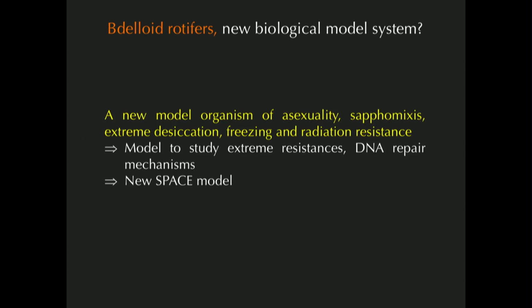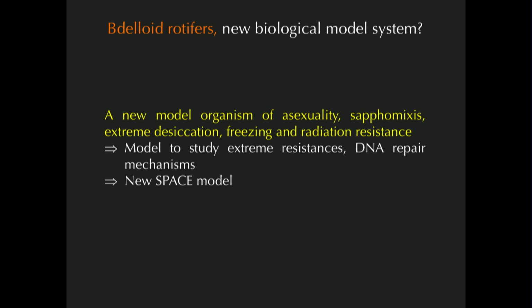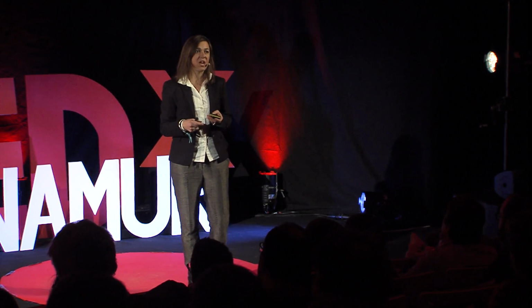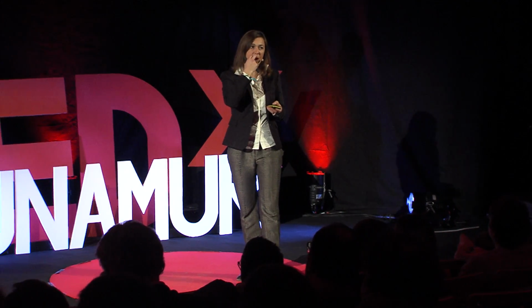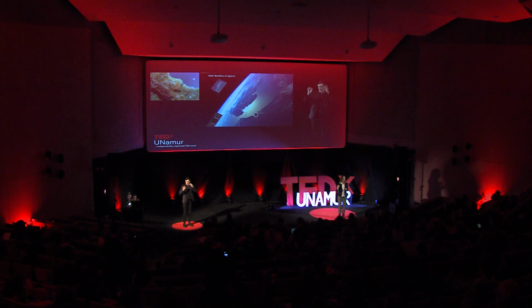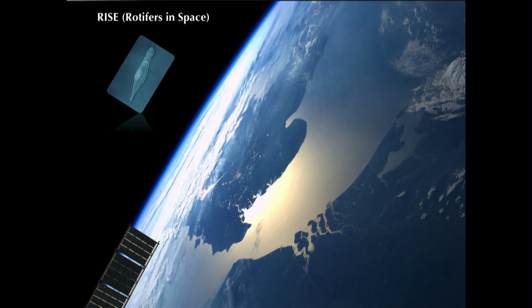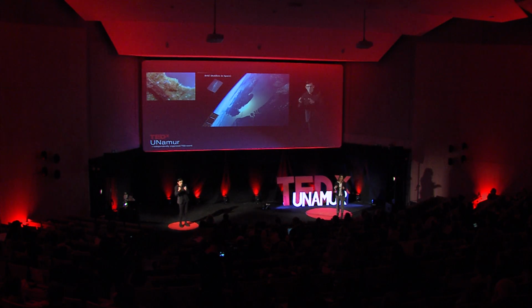But what's for sure is that we have a very interesting model organism here to understand how they can evolve without males, how sapphomixis happens, and how they can survive such extreme conditions as drying up, freezing, and high doses of radiation. There's so much still to discover there. And one of our next challenges is to send them to space. We got a grant from the European Space Agency to send rotifers to space in 2019. Why? Because space is also an extreme environment. We have no idea at the moment what pressure this extreme environment puts on astronauts or on any living animal. This is a very interesting model organism to send out there and to understand much better what space is like.